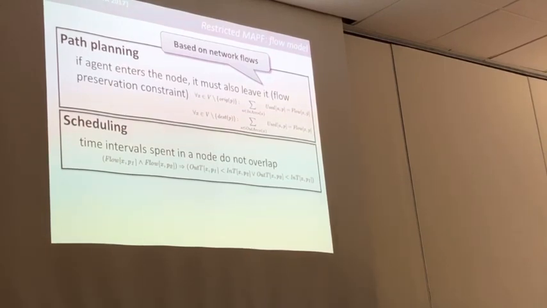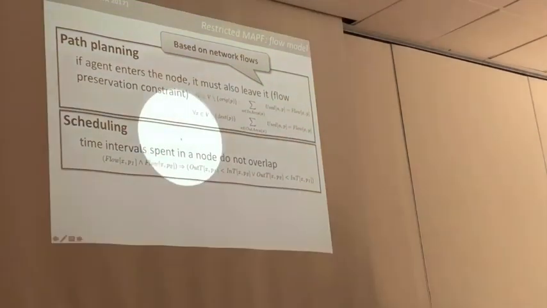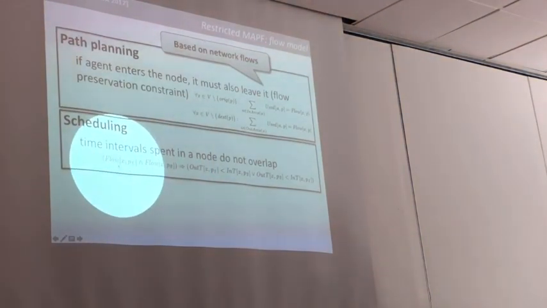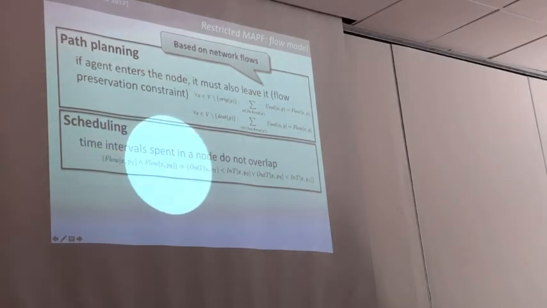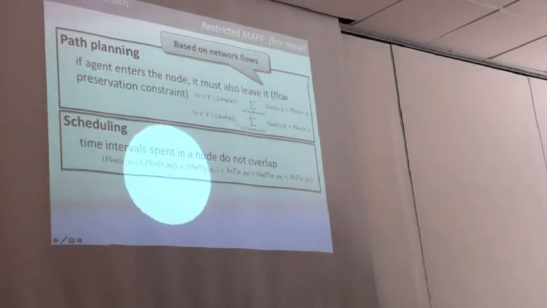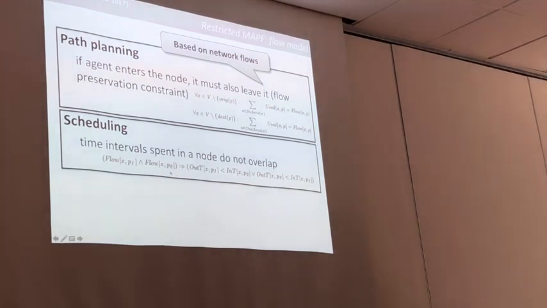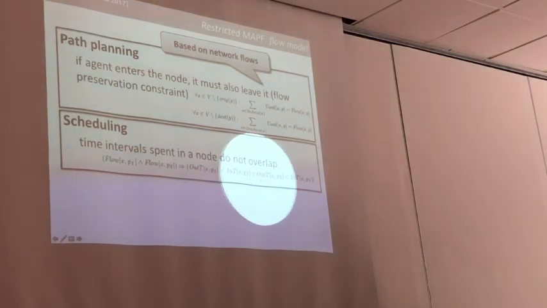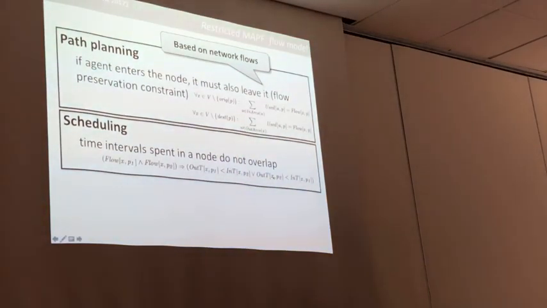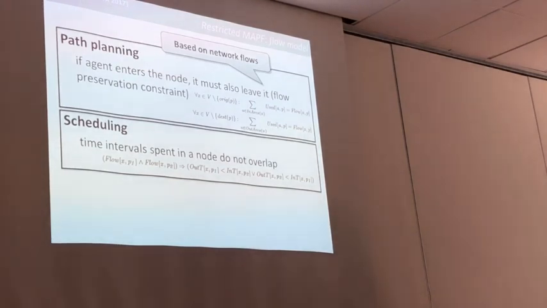Okay? And now the constraint is saying that if an agent is using node P1 and using node P2, then it cannot be there at the same time. So either it's first in node P1 before being in P2, or vice versa. It's a classical disjunctive constraint that says that those 2 activities are not overlapping. So 2 visits of the node cannot overlap. Obviously, this is not enough.